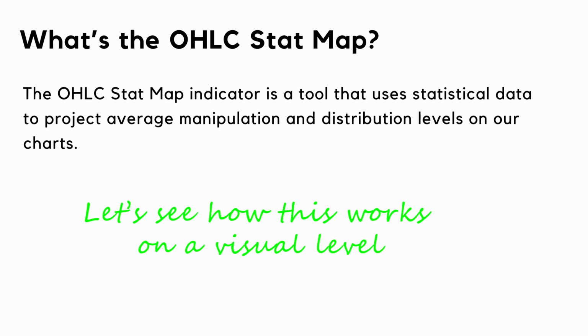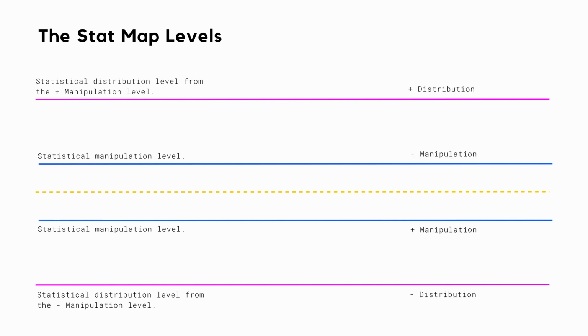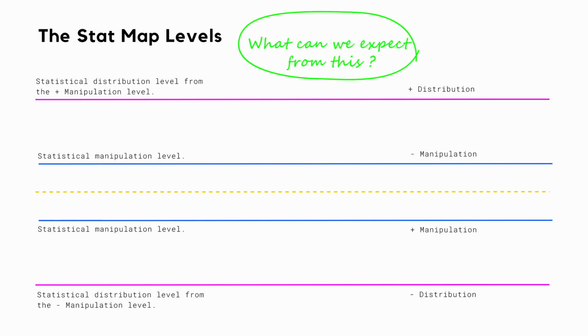In the StatMap, there are 4 key levels to keep an eye on. Let's take a look at how the StatMap looks. As we said, we have 4 key levels: 2 manipulation levels, the plus manipulation and minus manipulation, and the plus distribution and minus distribution. So, what can we expect from these levels?